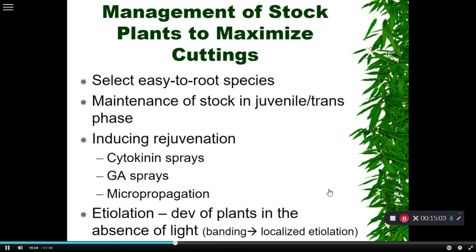Or again, maybe the plant has matured and all of a sudden we place it into darkness. And once in that darkness, the plant continues its attempt to grow and survive, and that subsequent growth tends to be easier to root. Along those same lines, there's a technique known as banding, and I've got a couple of photographs to show you, but it's just a localized exclusion of light.